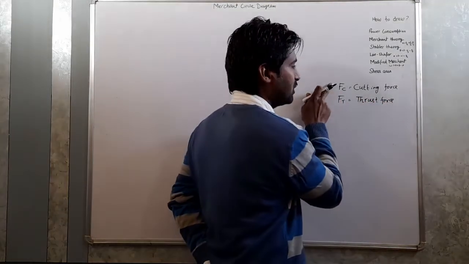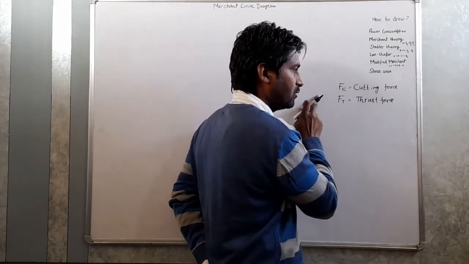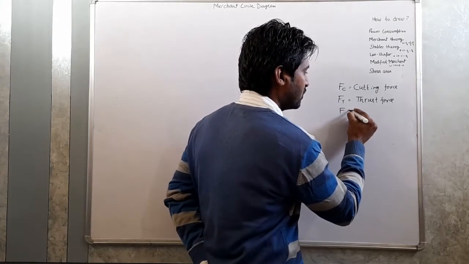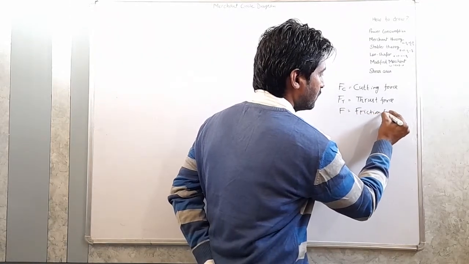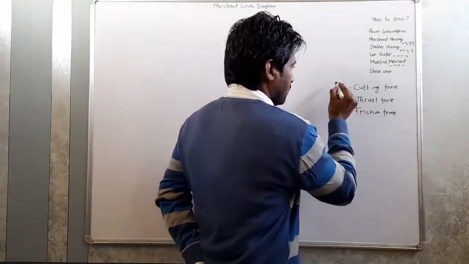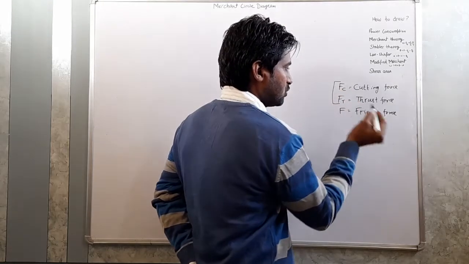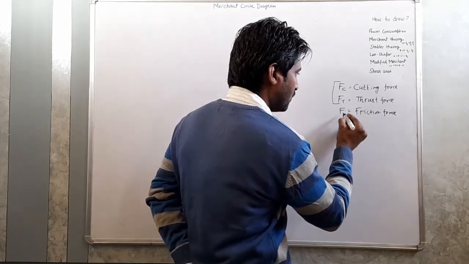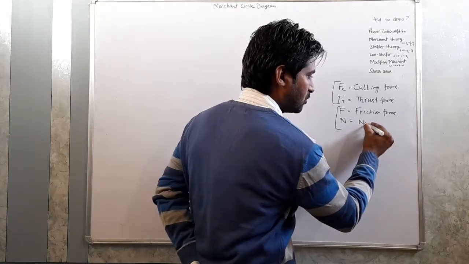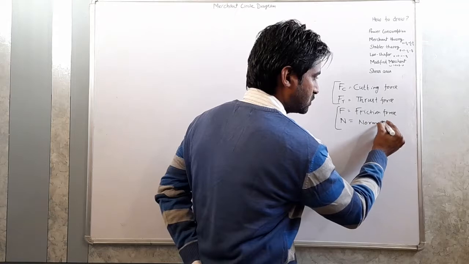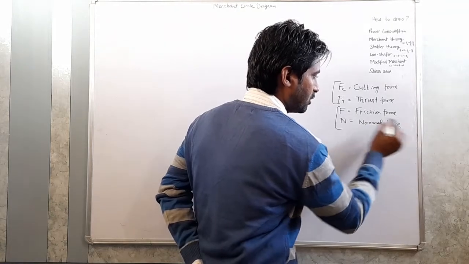Fc, the cutting force, is the horizontal force. Ft is the vertical force. Then F is the friction force. Cutting force and thrust force will be perpendicular to each other. Then the friction force and the normal force: N is the normal force, that is normal to the friction force. These are perpendicular to each other.